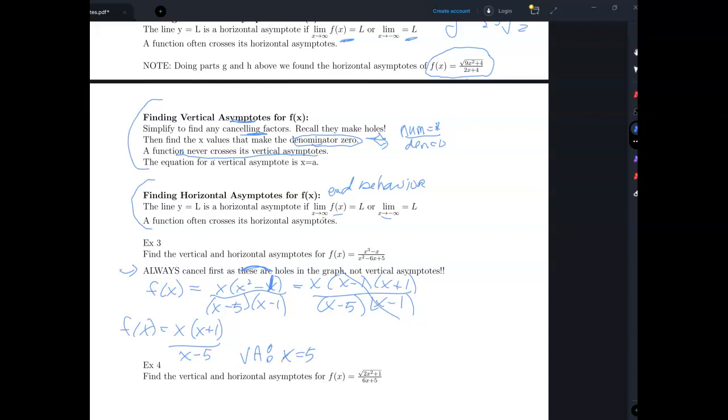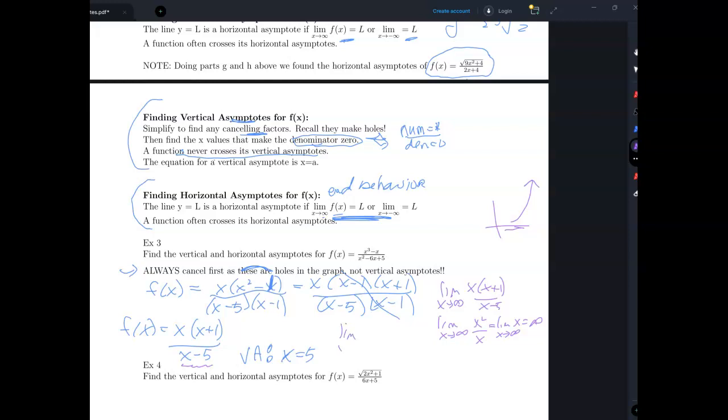It's x equals 5. Okay, so to find the horizontal asymptotes, I'm going to take the limit as x goes to infinity and negative infinity, and I'm allowed to use this simplified version. So I have x times x plus 1 over x minus 5, because I've just done some canceling already is all. So again, taking highest powers, I'd get x squared over x, or the limit as x goes to infinity of x. So that's infinity. That just means as you're going off out to infinity, it's just going up forever. It's not a horizontal asymptote.